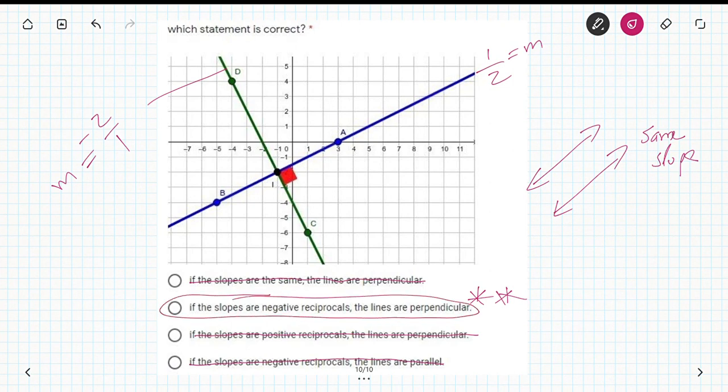Okay, now that's what we're going to have to be doing from now on, right? We have to understand the idea that if the lines are perpendicular, that means their slopes flipped and a sign changed in one of them.